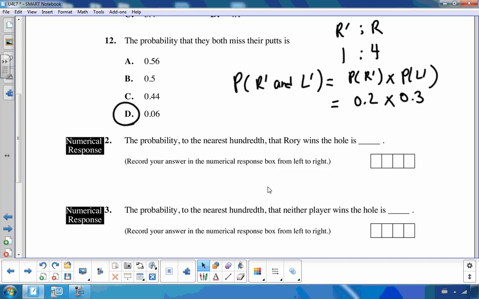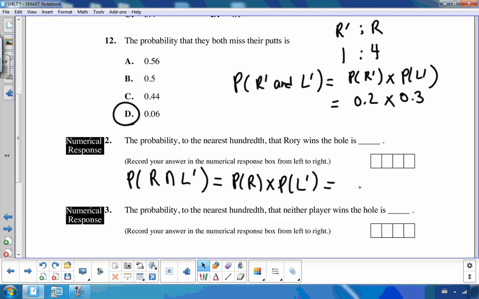Okay, the probability to the nearest hundredth that Rory wins the hole. Okay, let's think about this. Rory winning the hole means that Rory wins it, but also means that Luke doesn't win it. So this is the probability of Rory winning and also at the same time Luke not winning. So that will be the probability of Rory multiplied by the probability of not Luke, because we do have to consider that. Otherwise it would be a tie. So the probability of Rory winning was 0.8, and the probability of Luke not winning was 0.3. Multiply those together and you're going to get 0.24.